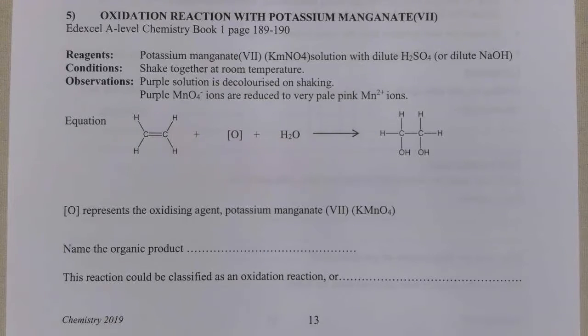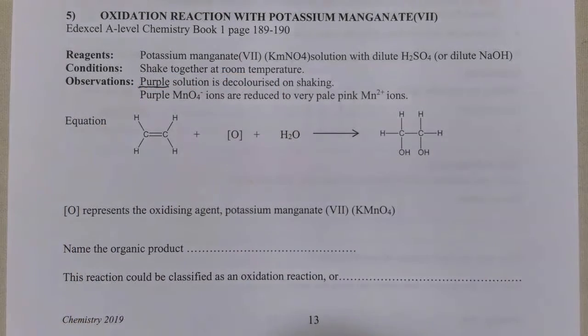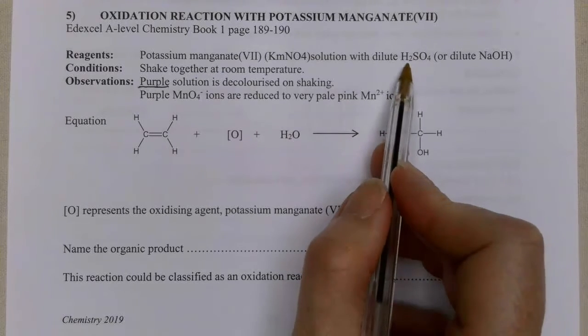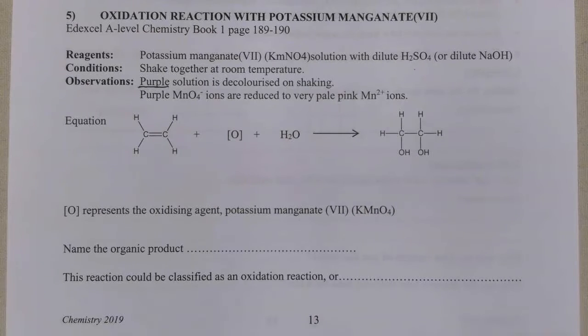The next reaction you need to know is this oxidation reaction with acidified potassium manganate. Now this acidified potassium manganate is bright purple, and it will decolorize on shaking. Now sometimes you'll see it go brown. If you do, it's usually because you've not added enough acid. You do need to add the acid to get the full reaction, but if it goes brown, it's still a positive reaction.